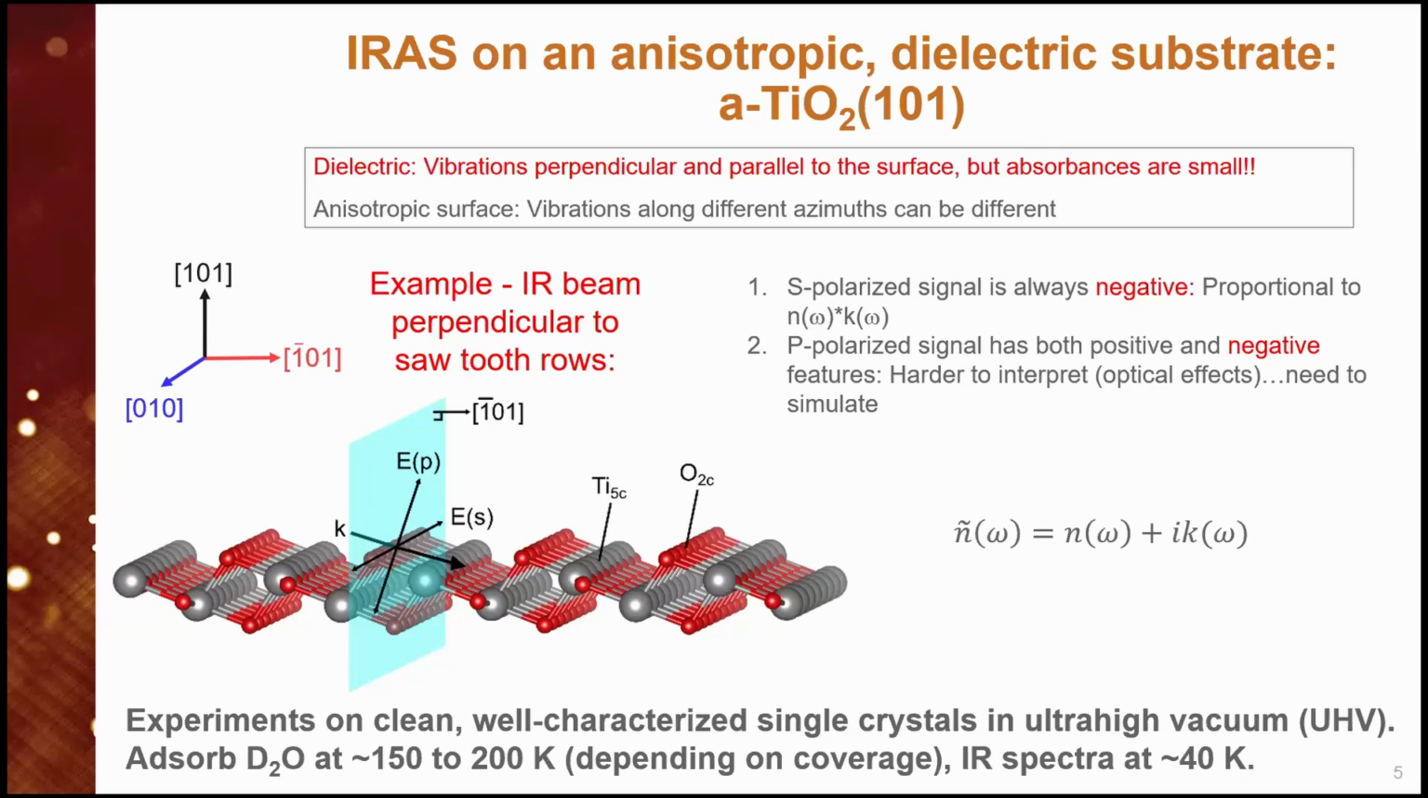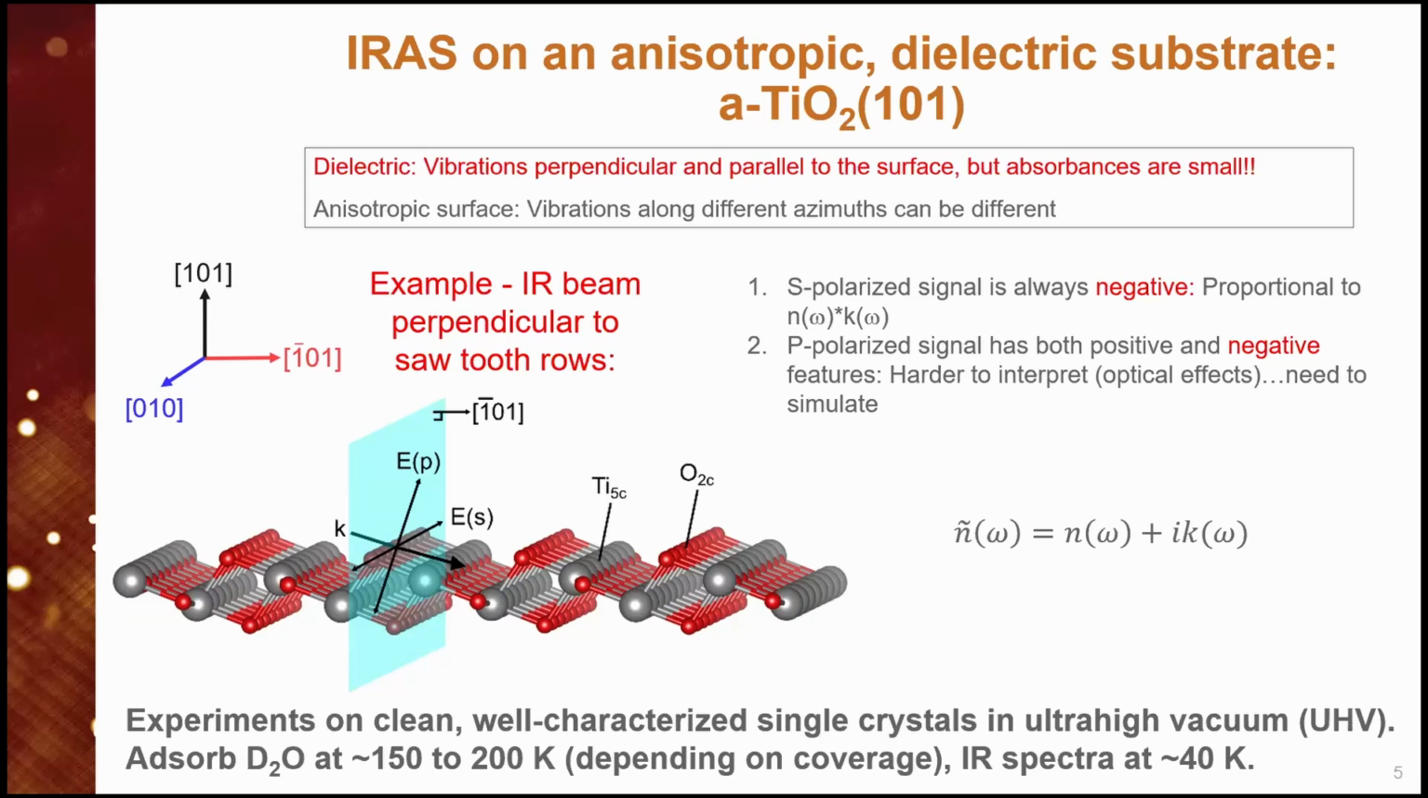Okay, P-polarized signals are a little harder. Basically, what I'll show you is we're going to fit the observed spectra to get the imaginary component of the dielectric constant, which of course is the absorbance, right? Okay, so the experiments I'm going to show you are on clean, well-characterized single crystals, at least for the first part, of anatase and rutile.